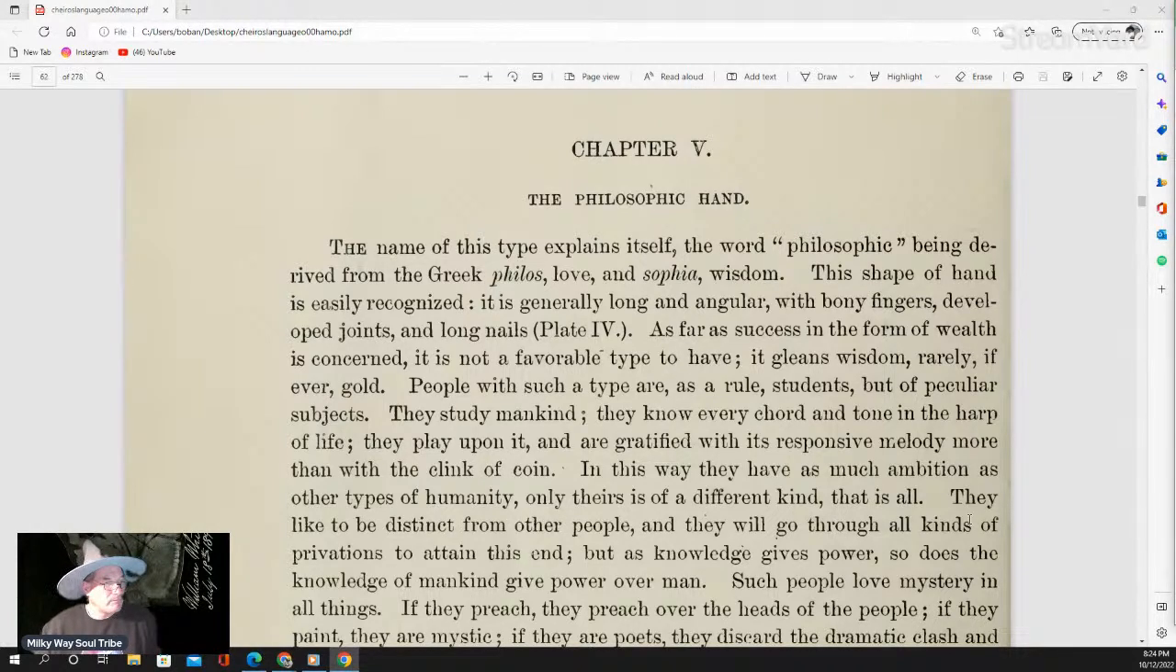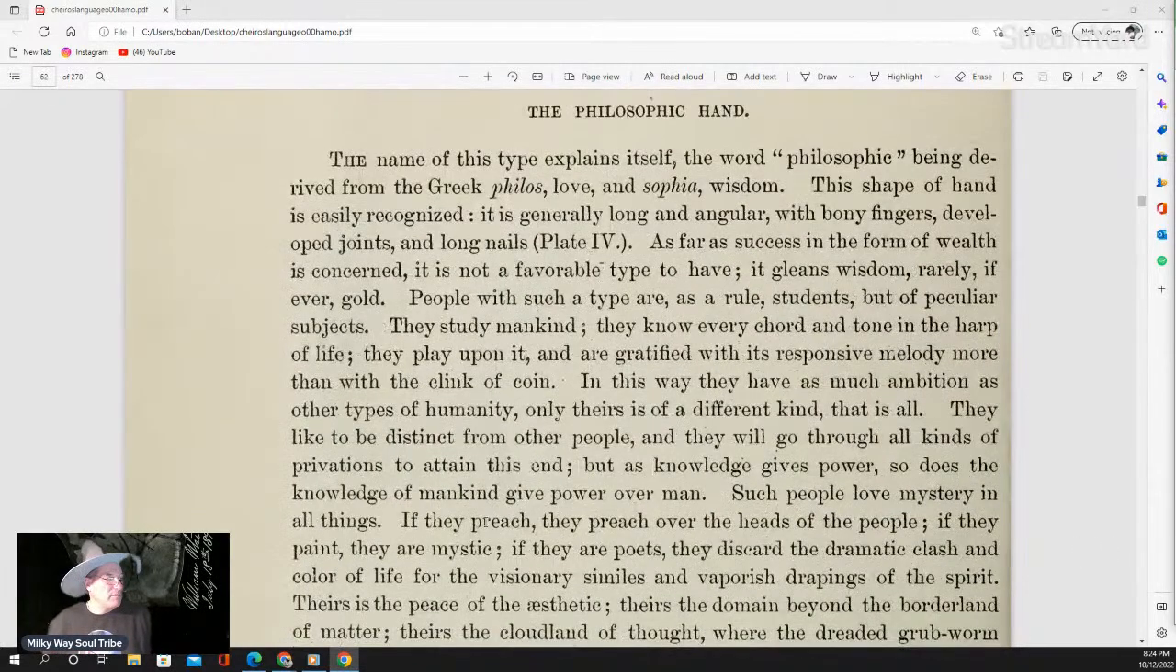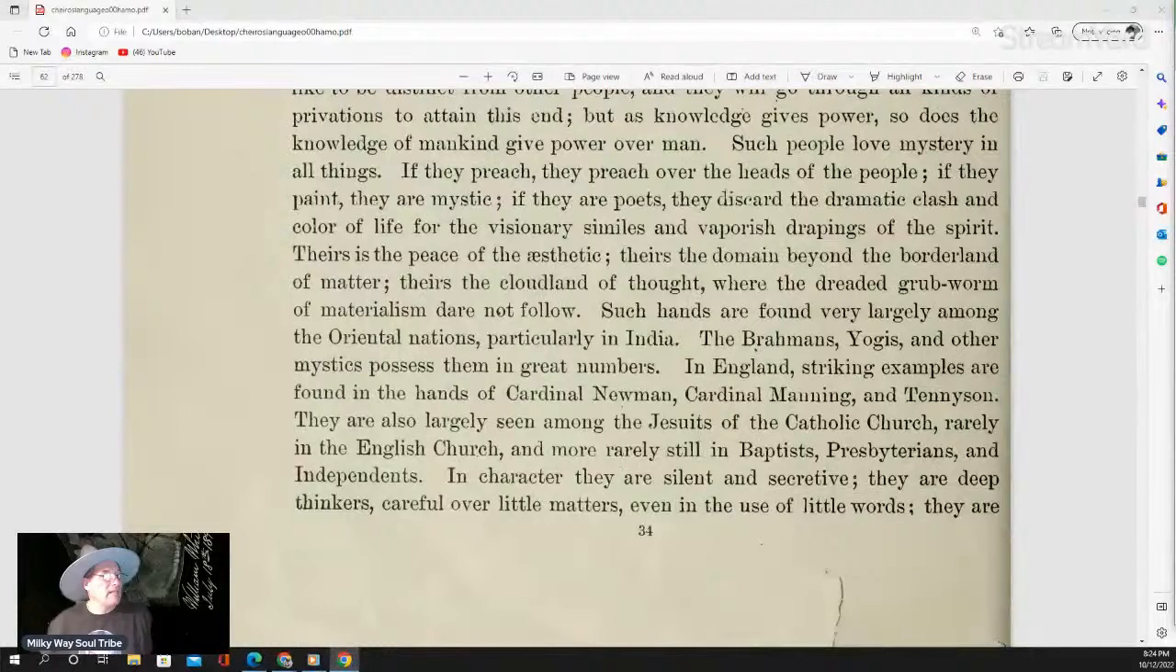Such people love mystery in all things. If they preach, they preach over the heads of the people. If they paint, they are mystic. If they are poets, they discard the dramatic clash and color of life for the visionary smiles and vapor drapings of the spirit. Theirs is the peace of aesthetics, theirs the domain beyond the borderland of matter, theirs the cloudland of thought where the dreaded grubworm of materialism dare not follow.